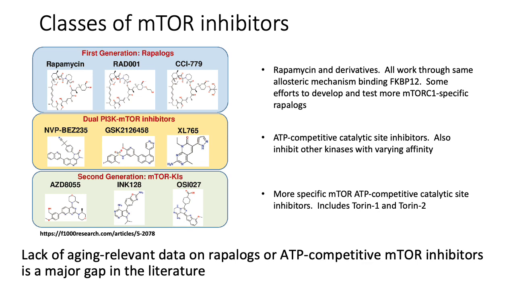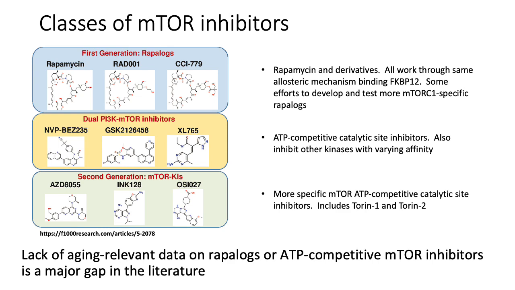And then there are more specific mTOR ATP competitive inhibitors like TORIN-1 and TORIN-2. Okay, again, though, those are hitting both TOR complex 1 and TOR complex 2. And I go through all of this because I don't think most people in the field appreciate we have almost no information about the effect of ATP competitive mTOR inhibitors on aging. It is a huge gap in the literature, and it's actually kind of embarrassing for the field, I would say, that we haven't looked at these because they might have really interesting effects.